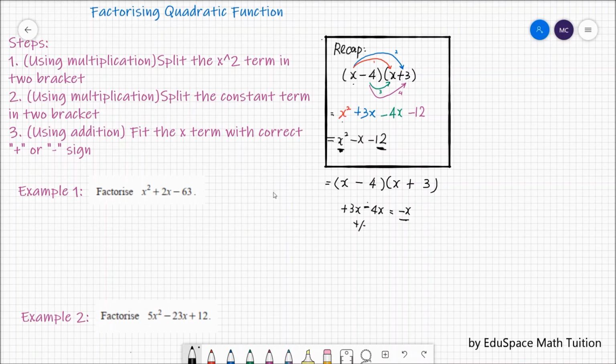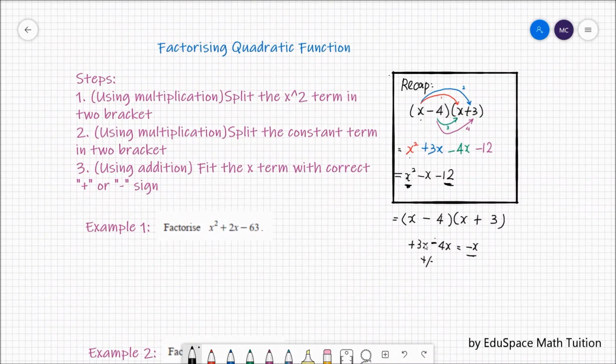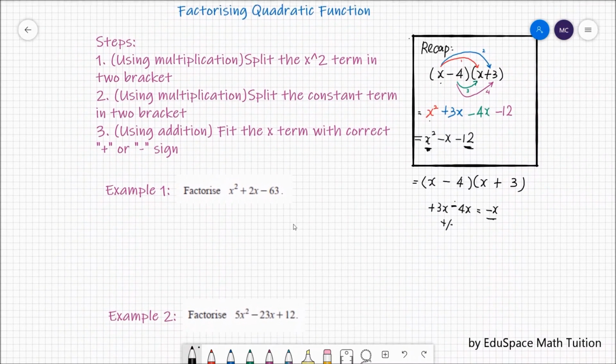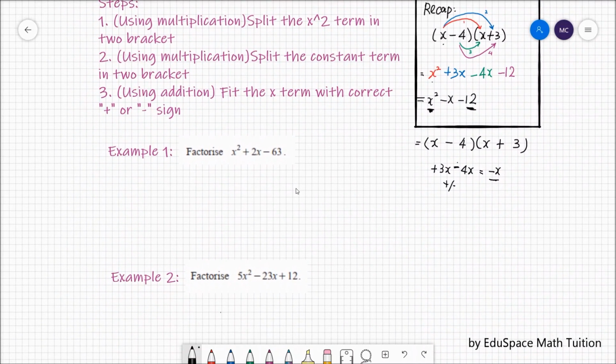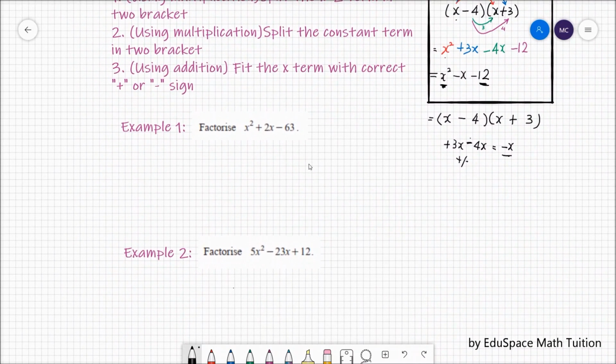Okay, the steps here basically summarize whatever we just mentioned. It's better for us to start with an example so that you can understand more clearly. So let's see example number 1, where we need to factorize x squared plus 2x minus 63. Let's start off by opening up two brackets. Next, we think of x squared. What are the two multiplications that will give us x squared? We say x multiplied by x, because that's the only way.